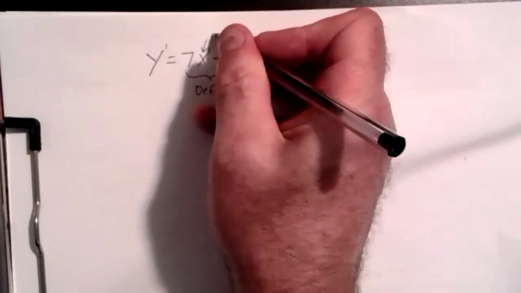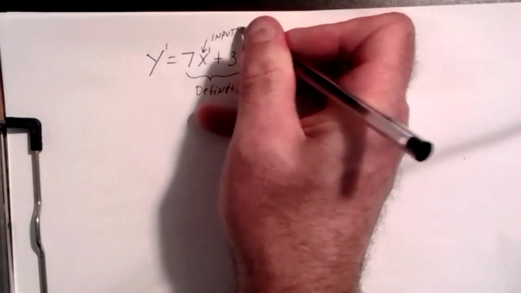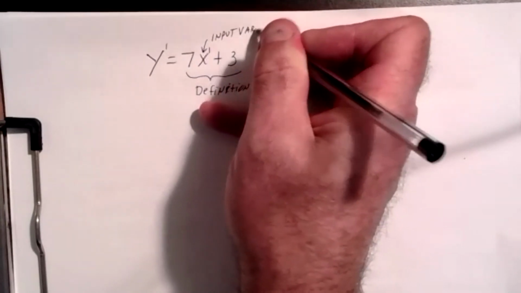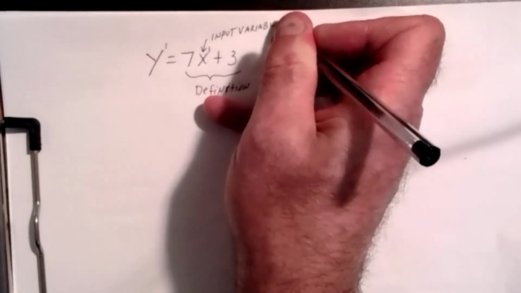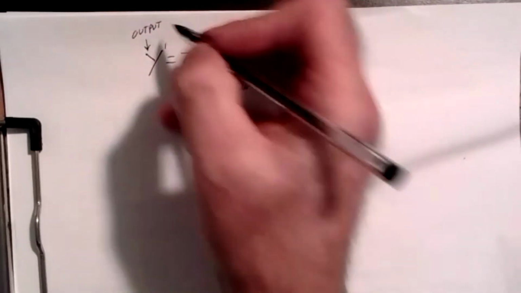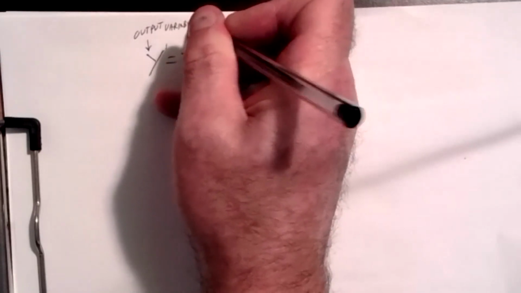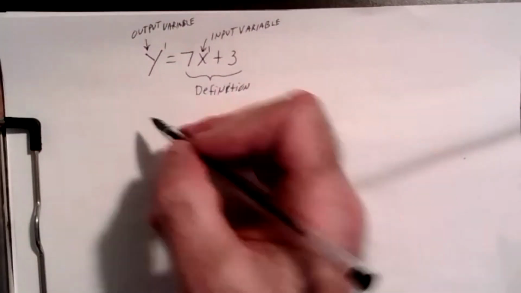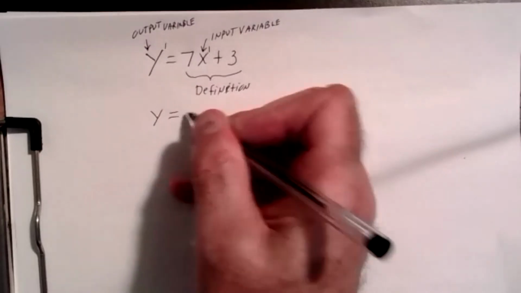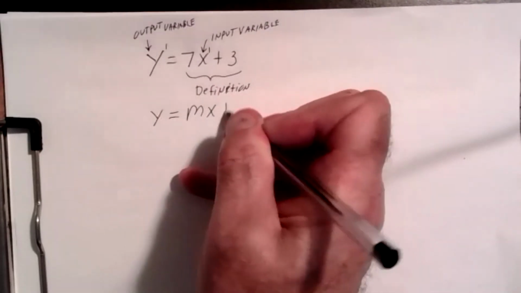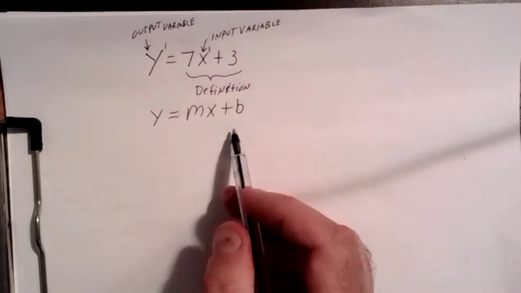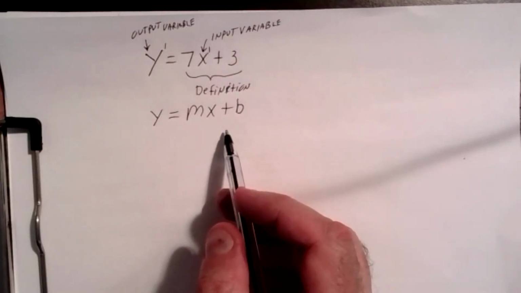x is called the input variable, or sometimes it's referred to as the independent variable. y is called the output variable of this relationship. Sometimes y is called the dependent variable. If you were to graph this linear equation, notice it's in what form? It's in slope-intercept form, y equals mx plus b form.